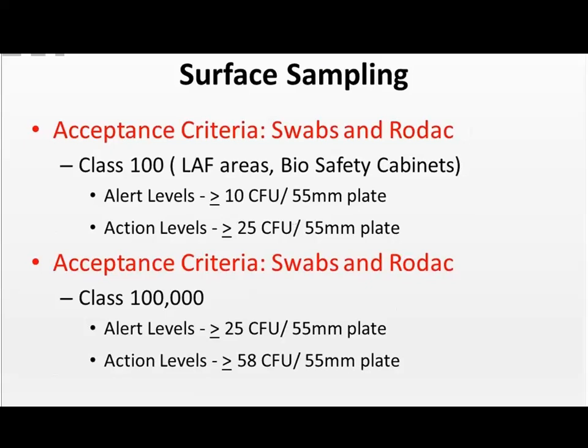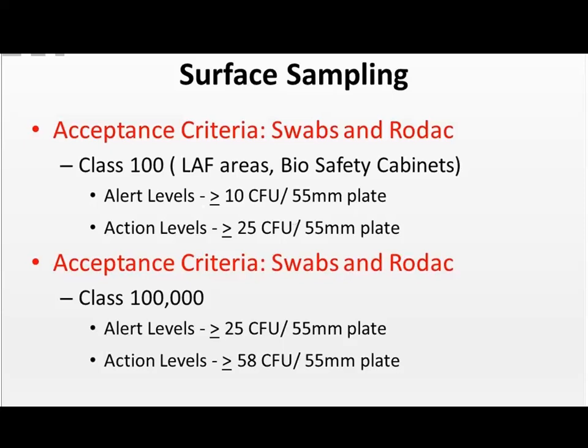Your alert level for these would be less than or equal to 10 colony-forming units per 55-millimeter plate. The action level would be less than or equal to 25 colony-forming units per 55-millimeter plate. So if you're in a sterile area and you're getting up to 10 colony-forming units, that is an alert level. In a sterile area, you want to get 0, actually.